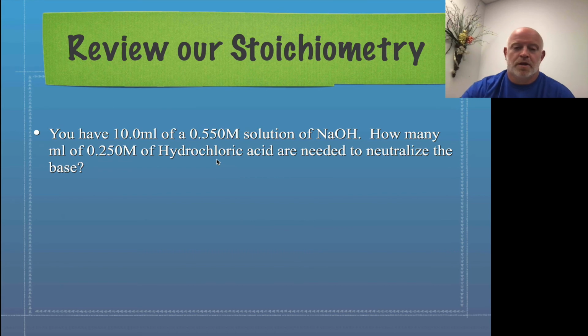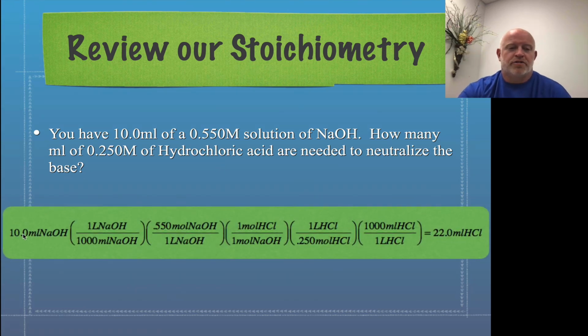Okay, so here we go. We had 10 milliliters of NaOH. We know it's 1,000 milliliters to a liter. We know the molarity was 0.550 moles per liter. The balanced equation, I didn't write it on here, but it's a 1-to-1 mole ratio in this case. We have our molarity to liters, liters back to milliliters, so it takes us 22 milliliters of HCl to do this.